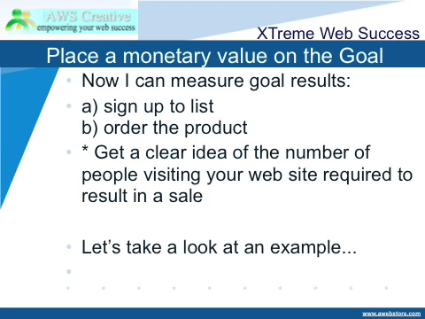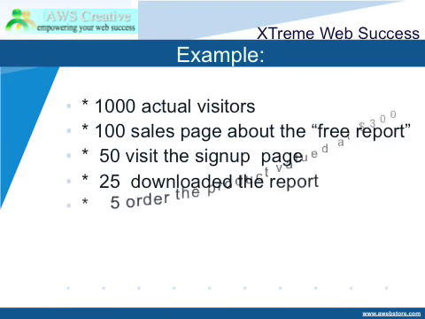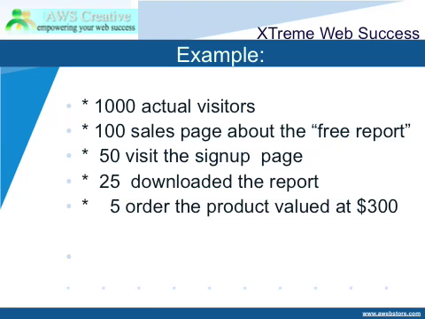Now, here's the revealing part. With this system in place, I can now measure the conversion rate of how many people hit the front page, converted over to the sign-up page, and then how many actually converted to the actual download, and then how many result in a sale. By placing a true monetary value on the profit of that sale, I can now get a clear idea of the number of people visiting your website required to result in a sale.